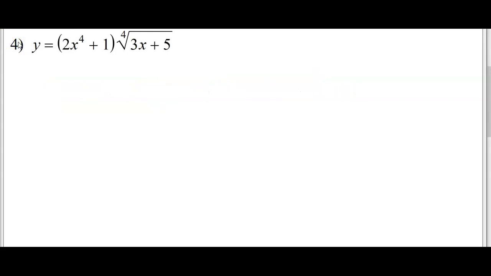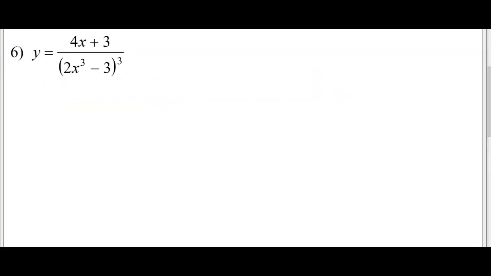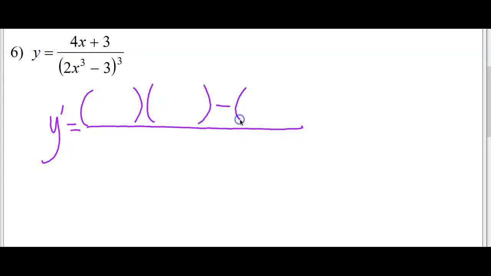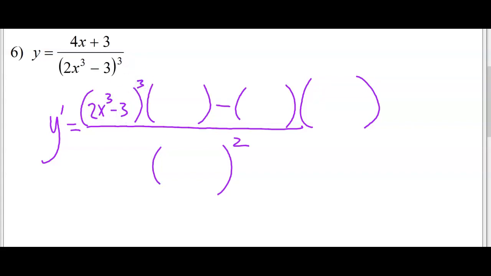Let's go ahead and move on to number 6. So this is an example of a quotient rule that has a chain rule inside of it. So we have a quotient. So we're going to be doing low d high minus high d low. Draw a line in the square below. All right, so here we go. Low comes first, and it just stays exactly the way it looks. And that's being cubed, so that's still going to stay there also.